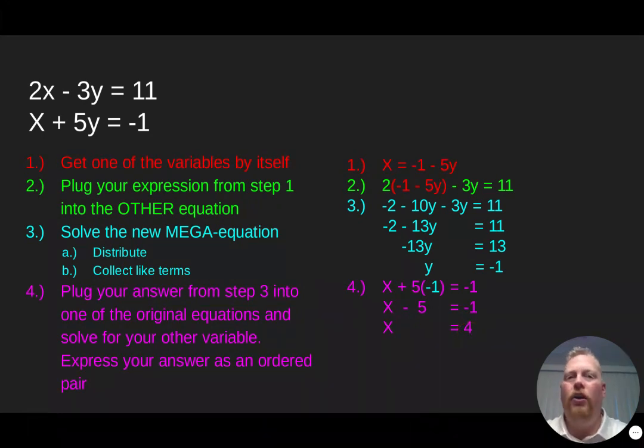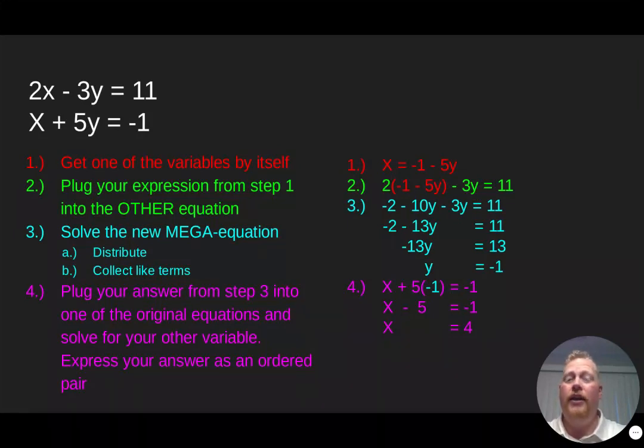Now, if you recall, when we solved systems of equations using the graphing method, our answer was a coordinate. It was where our two lines met. And so it was x comma y as our final answer. I want you to do the same thing here. So our final answer here would be 4 comma negative 1.